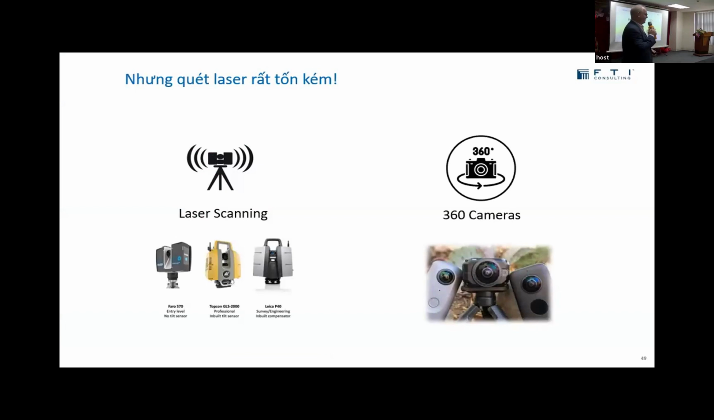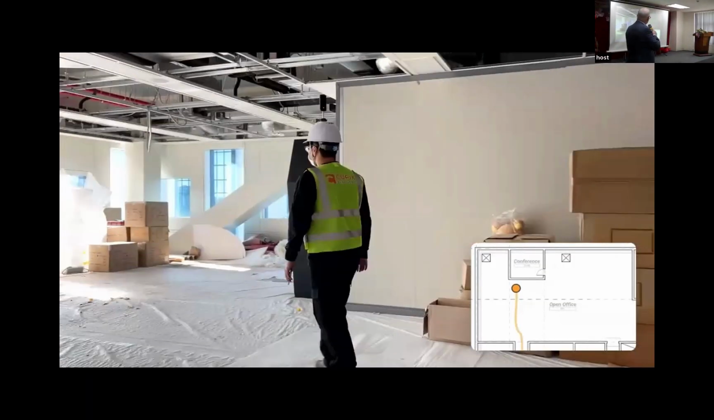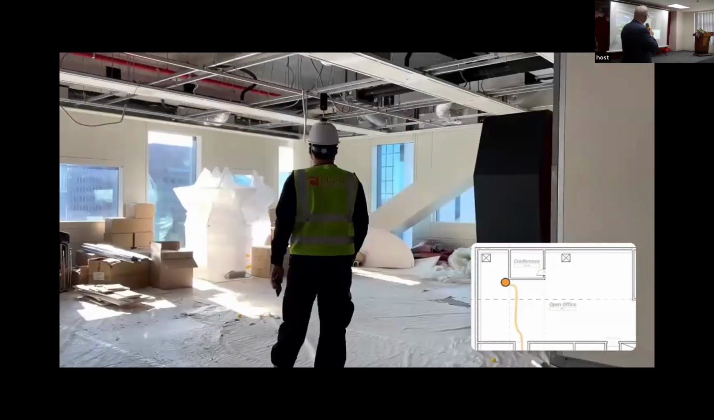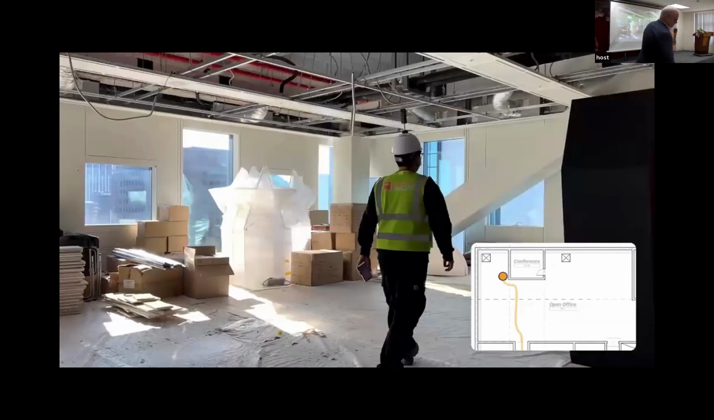360 cameras. Anybody here got a 360 camera or used 360 cameras? Not yet? A 360 camera is about the same size as maybe this bottle of water. It's not very big. They're very, very useful, but they're less accurate. This example is from a particular vendor. This is from Cupix, but it's the same idea.